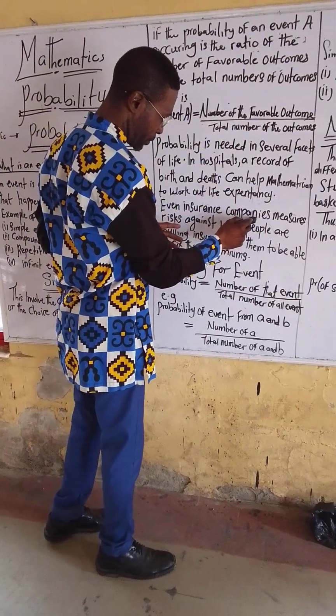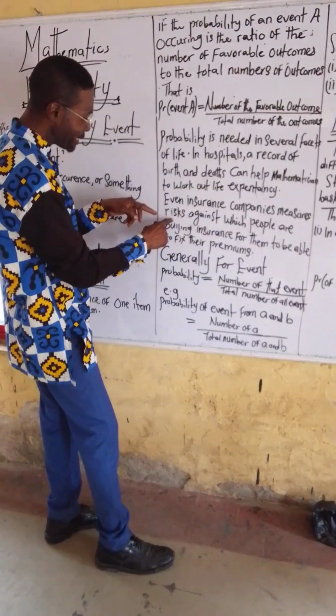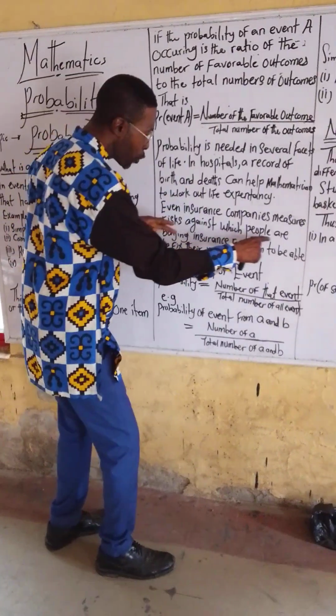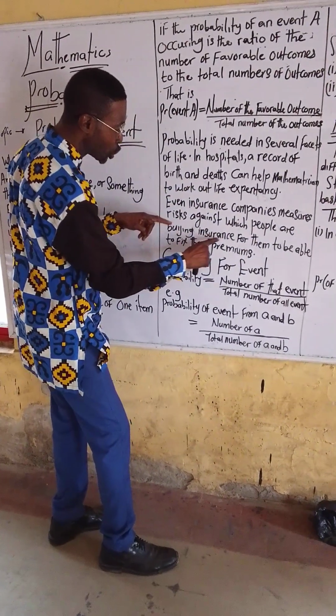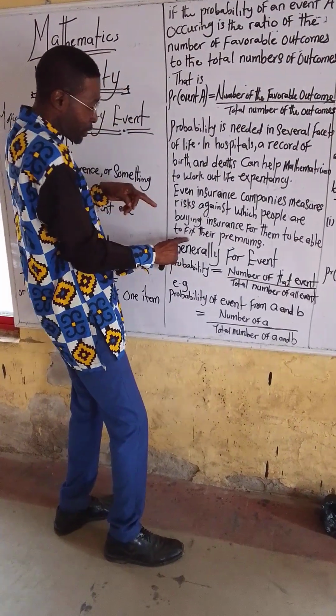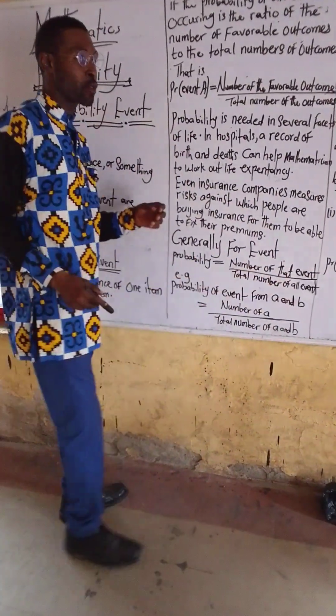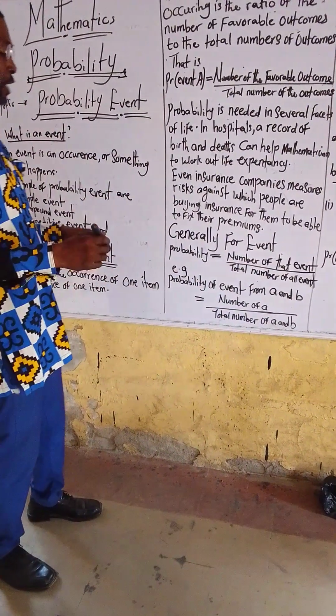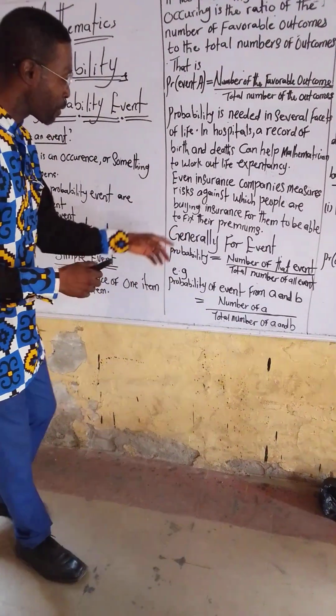See from here, insurance companies measure the risks against which people are buying insurance, for them to be able to fix their own premium. It's under probability. Yes, it's under probability.